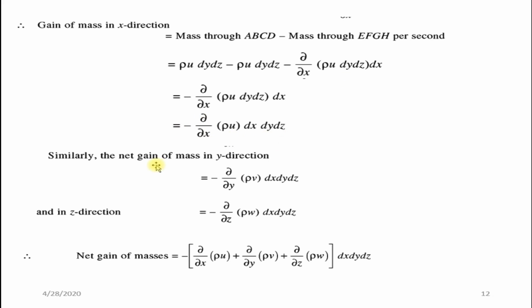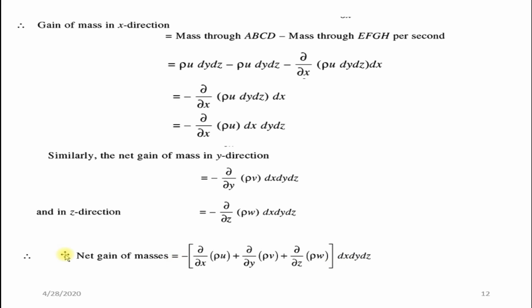Similarly, for net gain of mass in y direction, you replace u by v, and x by y, because it is in y direction. Similarly for z direction, you put the z direction velocity in the above equation. Since we are finding the net gain of mass, the minus ∂/∂z term will come. Net gain of mass becomes ∂/∂x of (ρu) plus ∂/∂y of (ρv) plus ∂/∂z of (ρw), into dx dy dz, with the negative sign.